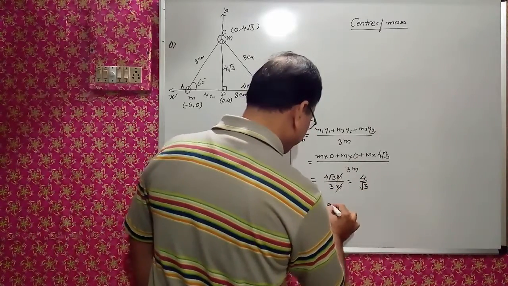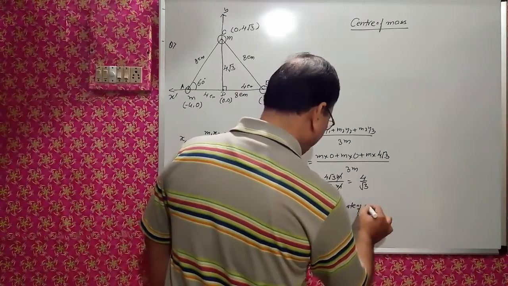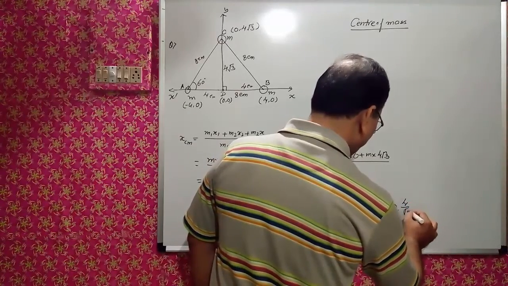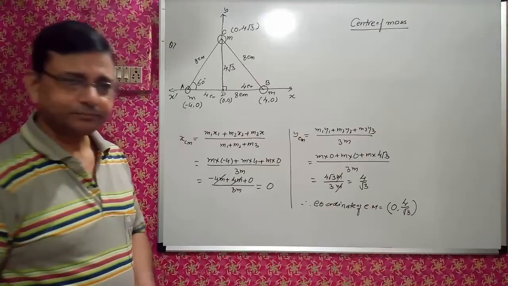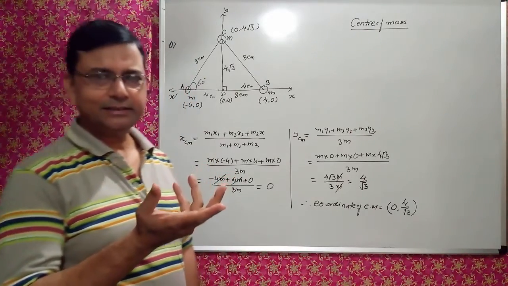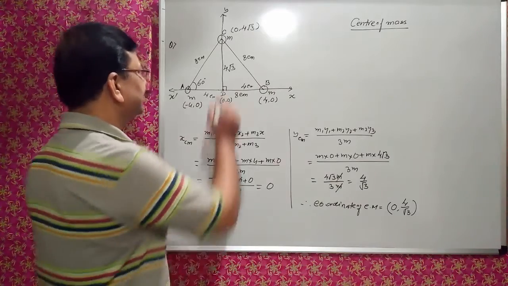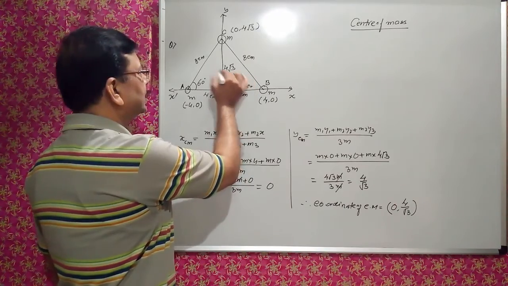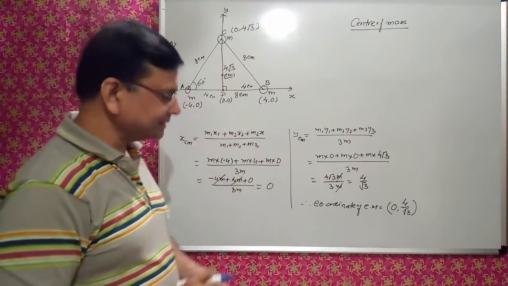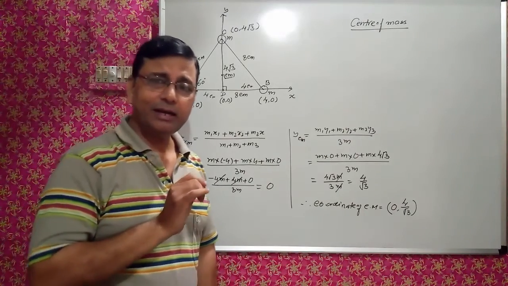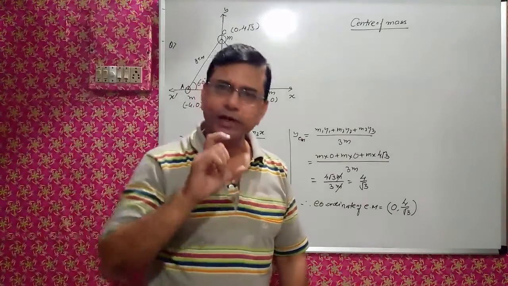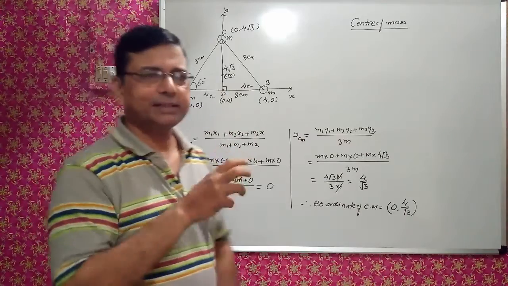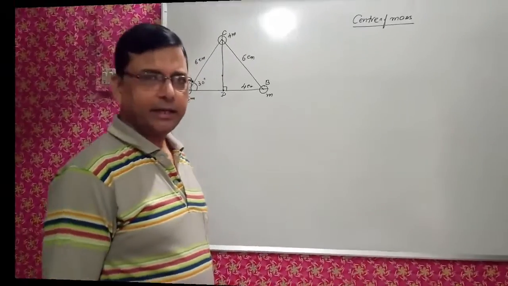Therefore, the coordinate of the center of mass is equal to what? The x coordinate is 0, the y coordinate is 4 upon root 3. The coordinate axis changed and the coordinate of the center of mass changed. So the center of mass will be somewhere here, this is the center of mass. Its coordinate with respect to different axes will be different. What will be different? The position will not change, but the coordinate will change. Is it clear? So I will take different kinds of arrangement of the masses and find the center of mass. See another arrangement of masses.